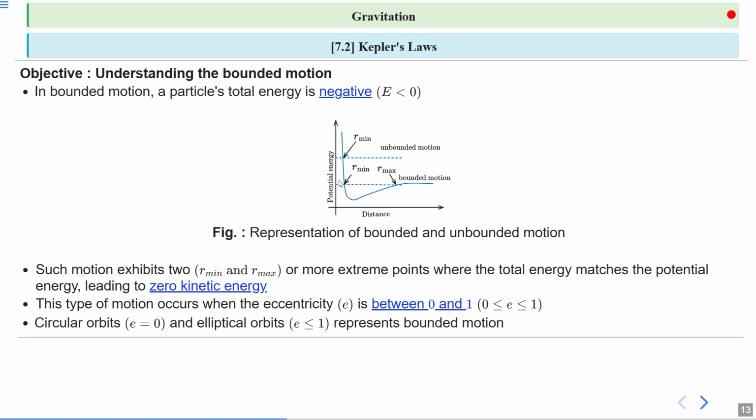Specific examples of bounded motion: circular orbits where the eccentricity is 0, and elliptical orbits where the eccentricity is greater than 0 and less than 1. So e equals 0, and e is between 0 and 1. Alright?